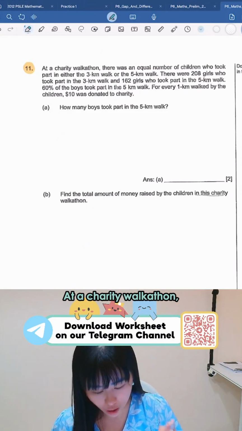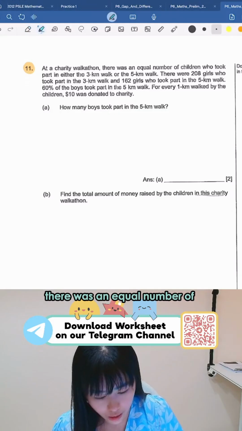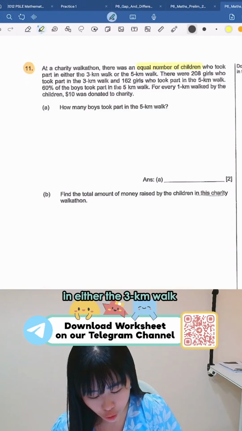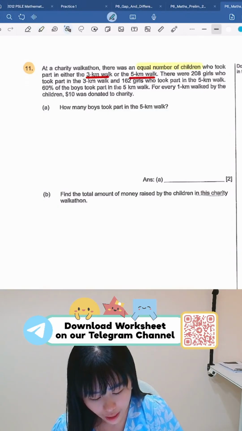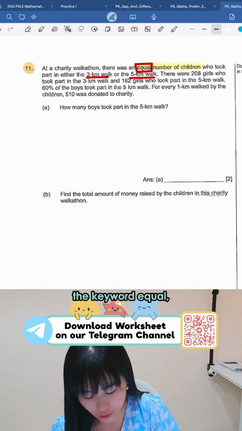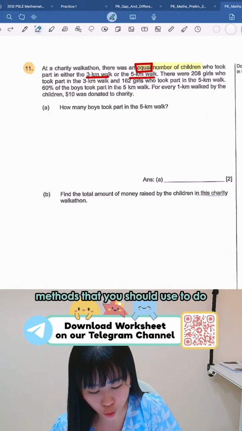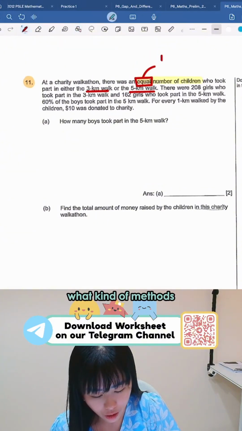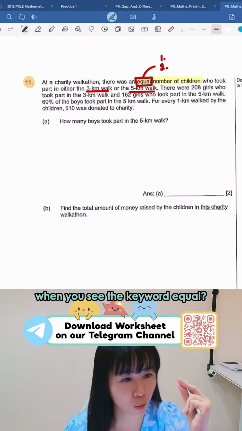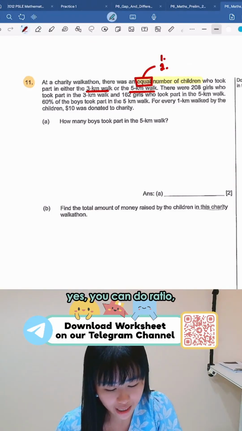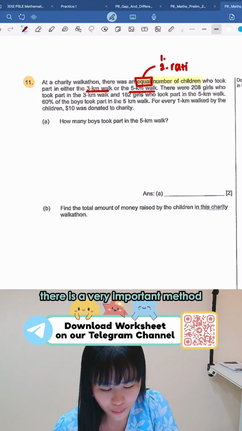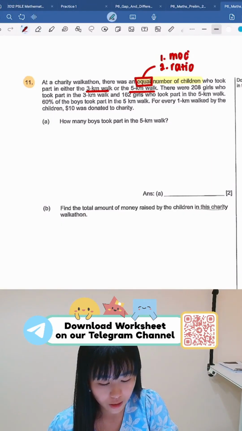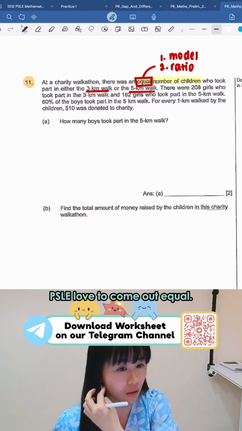At the charity walkathon, there was an equal number of children who took part in either the 3 km walk or the 5 km walk. Now, everybody, when you see the keyword equal, you should think of certain methods to use, if you're a Primary 6 student. Can you all suggest what kind of method you should be thinking of when you see the keyword equal? Somebody says ratio, yes, you can do ratio. That is a very important method also when you see equal. Who can tell me? Angela says model, very good. Model is super important. PSLE loves to come out with equal.